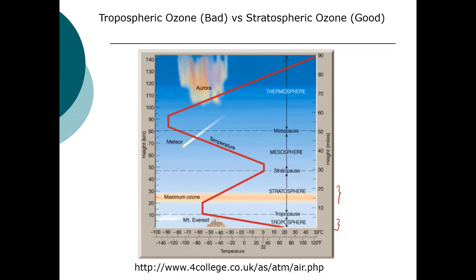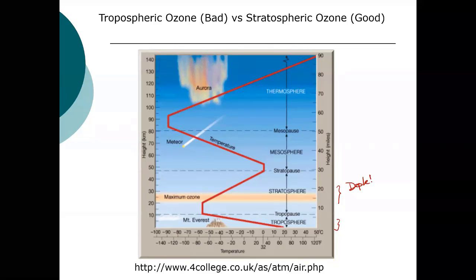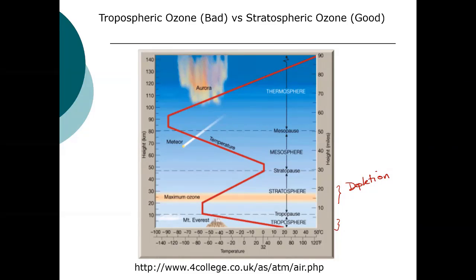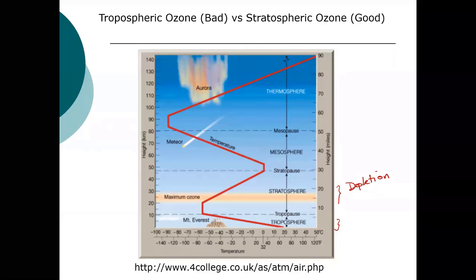We'll talk about that actually next week, and the whole issue with ozone depletion. So when we talk about ozone depletion, we're talking about stratospheric ozone. When we're talking about ozone as being harmful to human health and the environment, we're typically talking about tropospheric ozone.